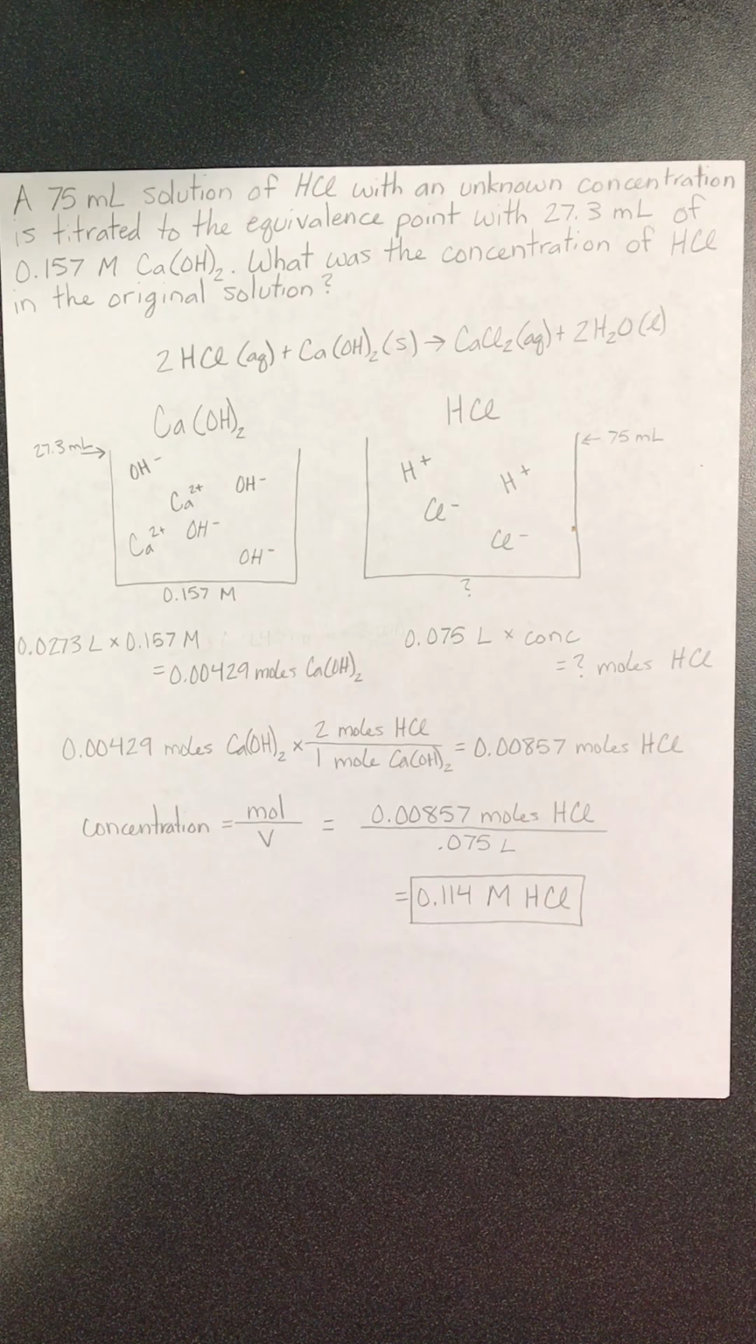The biggest common mistake in titration problems is that people try to use the equation M1V1 equals M2V2. This equation does not work because we are going from one compound to another. They are not the same. You have to use stoichiometry in order to solve this type of problem.